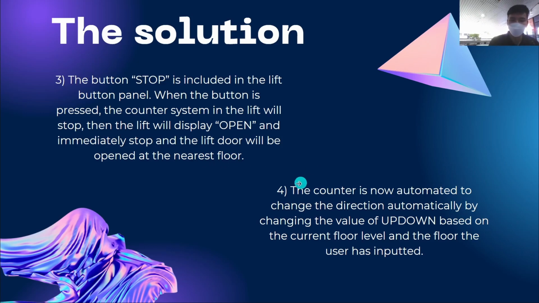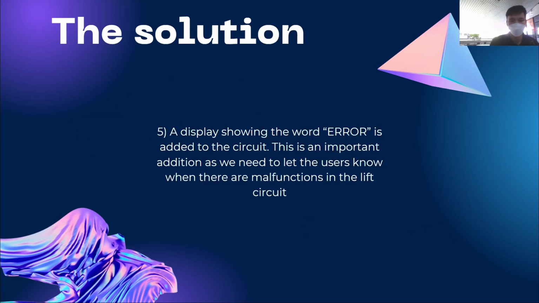Next, for the fourth part, the counter is now automated to change the direction automatically by changing the value of up down based on the current floor level and the floor that the user has input. And last but not least, the final solution is a display showing the word error, which is added to the circuit. This is an important addition as we need to let the user know when there is a malfunction in the lift circuit or not. So I will pass to the next group mate.